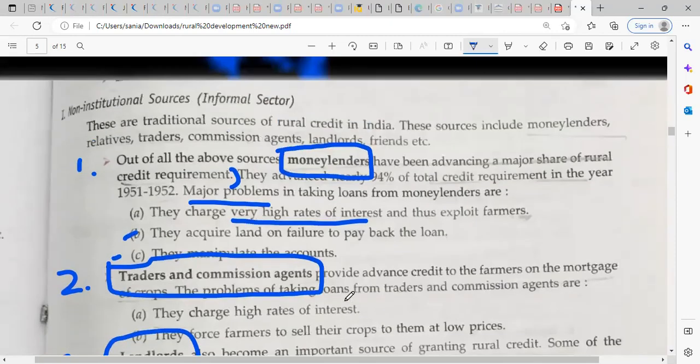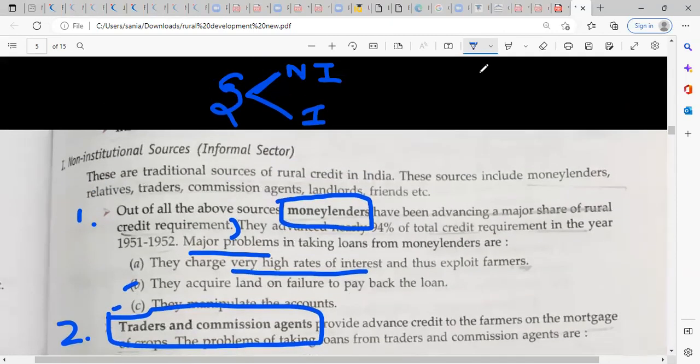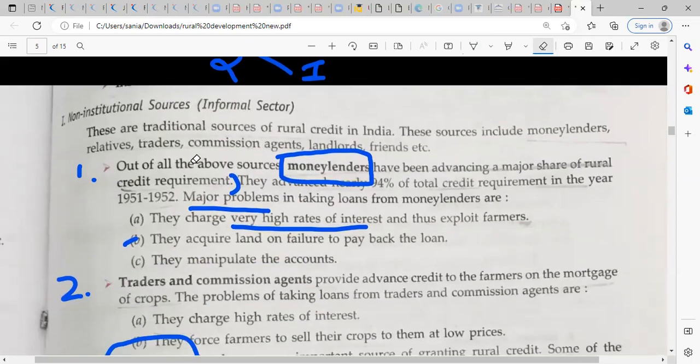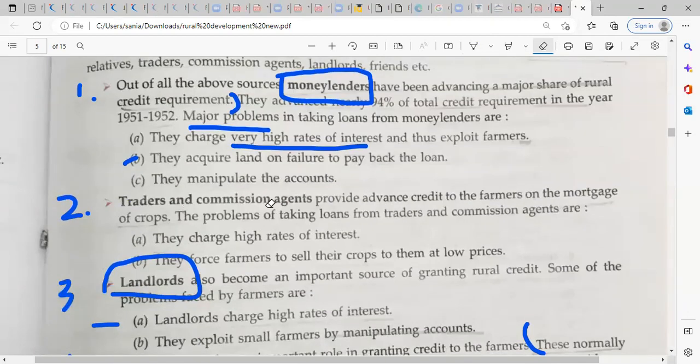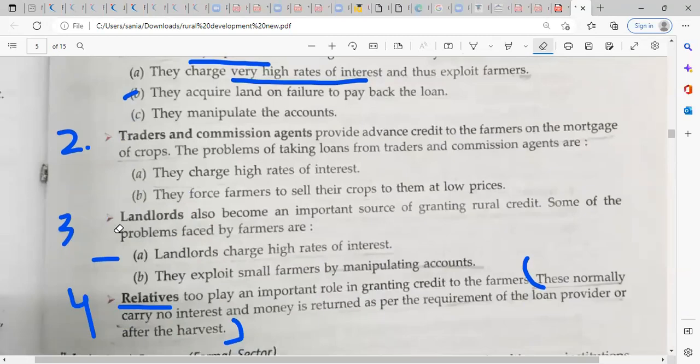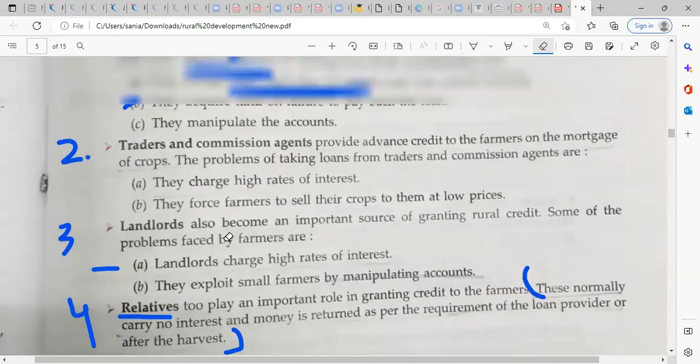First of all, you will write the sources, in a very crisp manner. First, write sources of credit. Then write non-institutional sources, the informal sector. First is money lender, problems. Second is trader and commission agent, problems. These two. Third is your landlord, problems, these two, and fourth is your relatives. Clear?